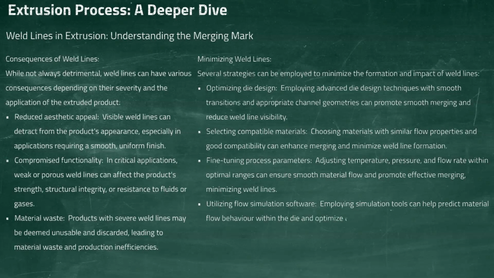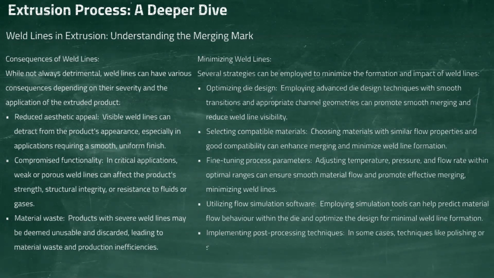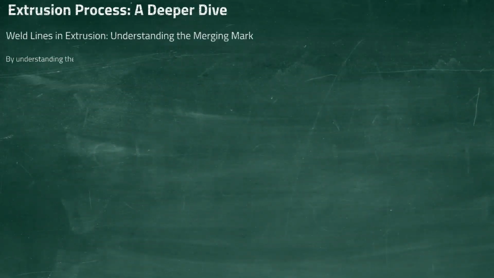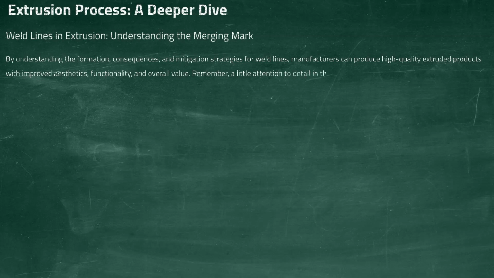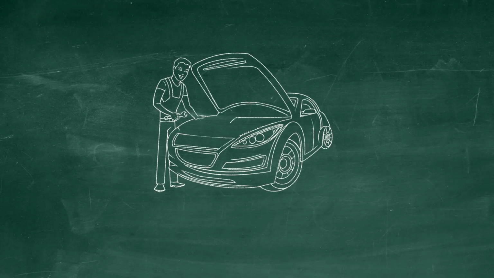Utilizing flow simulation software: employing simulation tools can help predict material flow behavior within the die and optimize the design for minimal weld line formation. Implementing post-processing techniques: in some cases, techniques like polishing or surface finishing can improve the appearance of the weld lines, making them less noticeable. By understanding the formation, consequences, and mitigation strategies for weld lines, manufacturers can produce high-quality extruded products with improved aesthetics, functionality, and overall value. Remember, a little attention to detail in the extrusion process can go a long way in ensuring a seamless and satisfying end product.